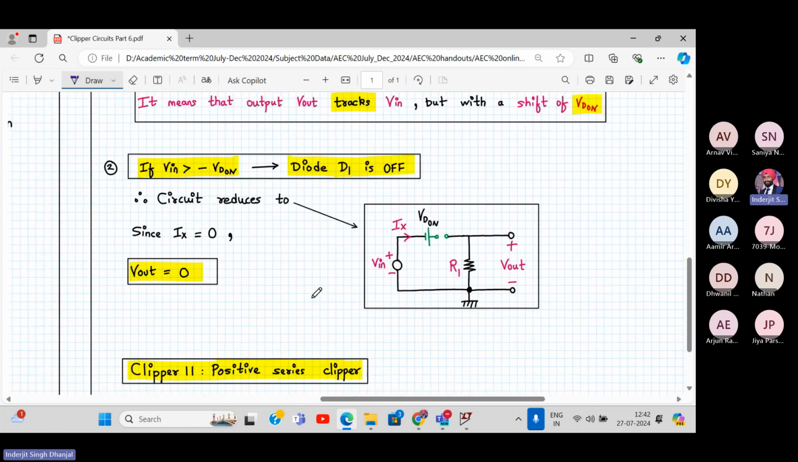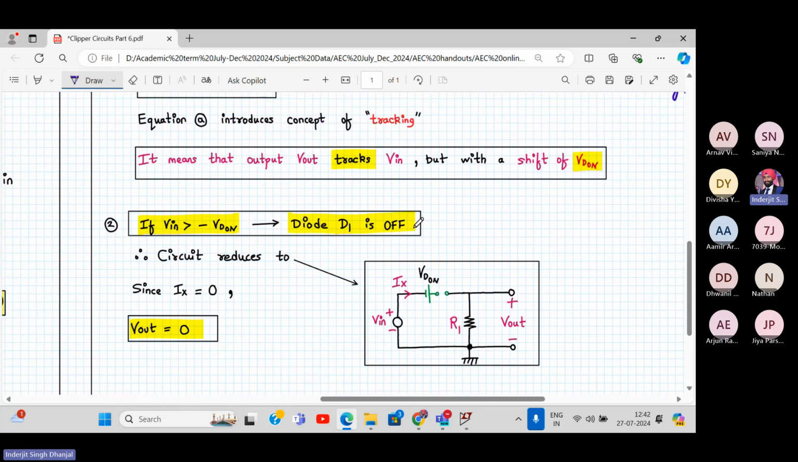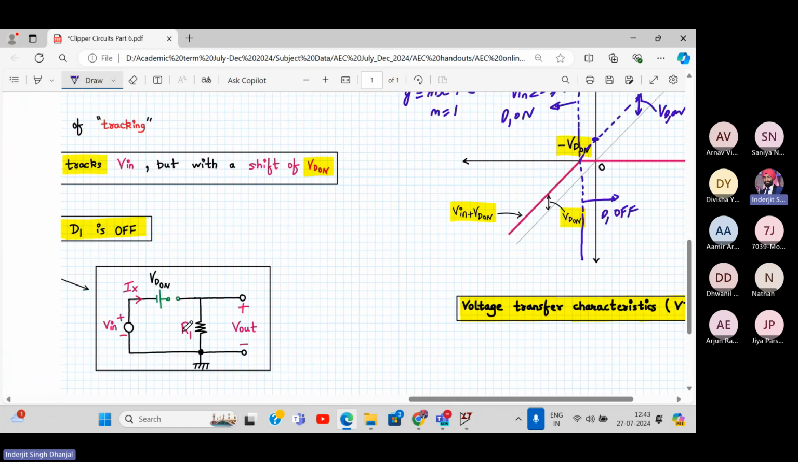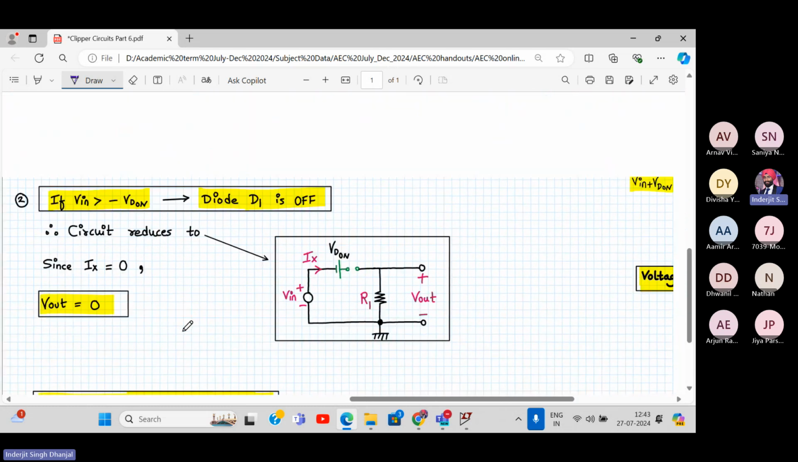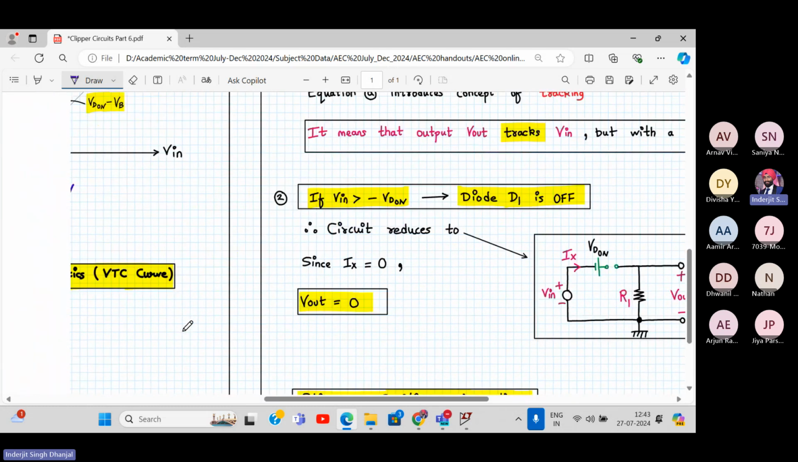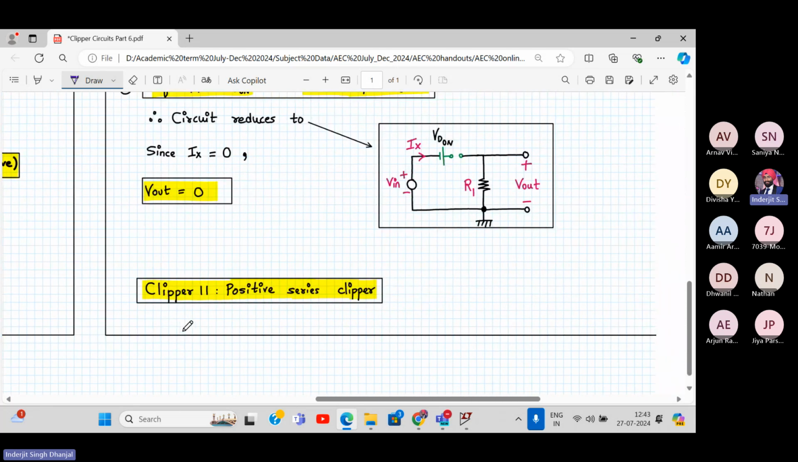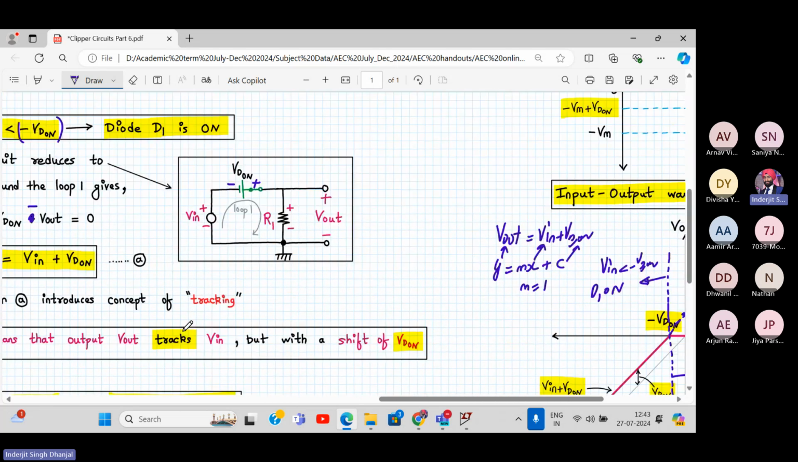So output is zero. Let's see. If Vin is greater than minus VD on, my diode is off. And when a diode is off, input is disconnected from the output and output is equal to zero. Okay. So this type, it is clipping of the positive portion. So that's why it's called a positive series clipper. Earlier one, what we have studied was a biased positive series, negative clipping, negative series clippers.